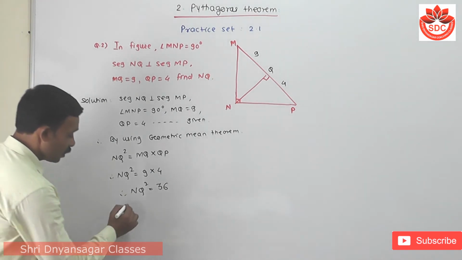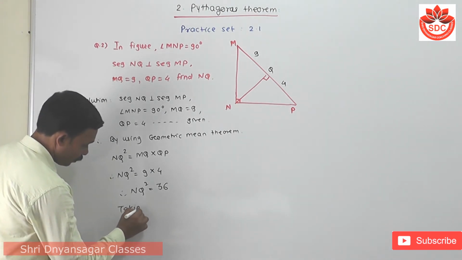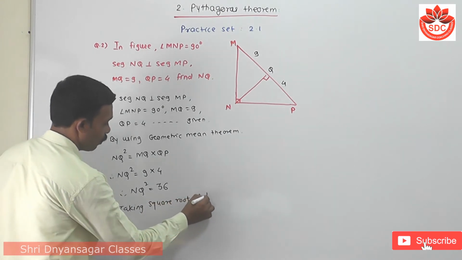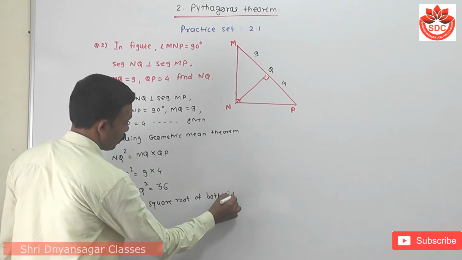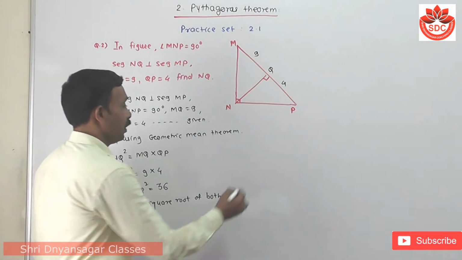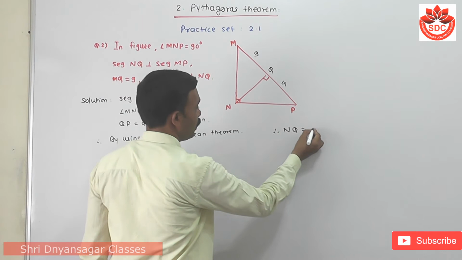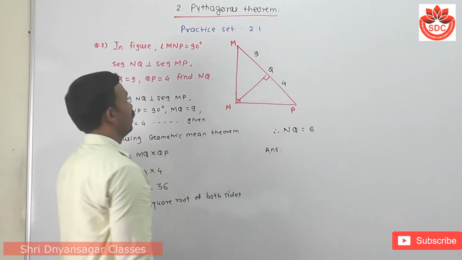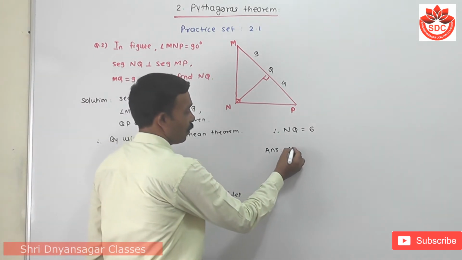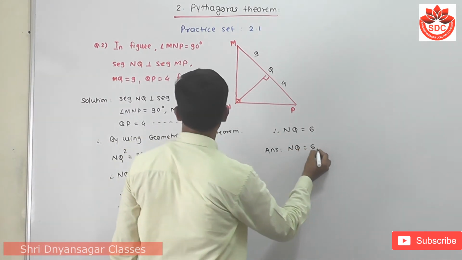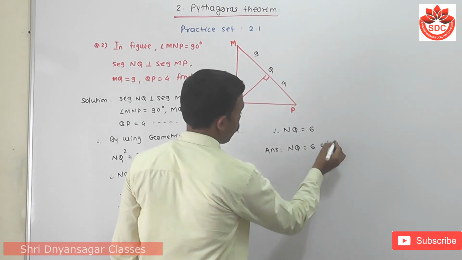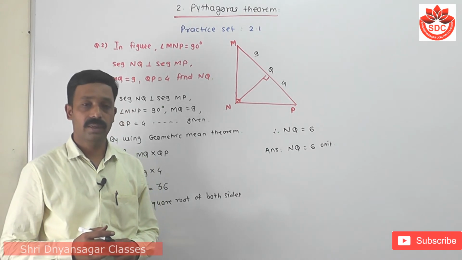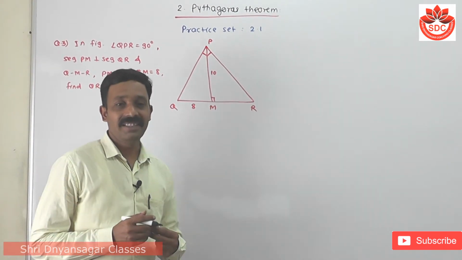Taking square root of both sides, NQ is equal to 6. Therefore, the answer in a full sentence: the value of NQ is equal to 6. Unit is not given, so I have to write the unit here. Can you understand this second question? Okay, then we take the next question.